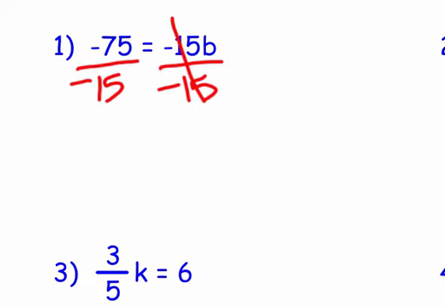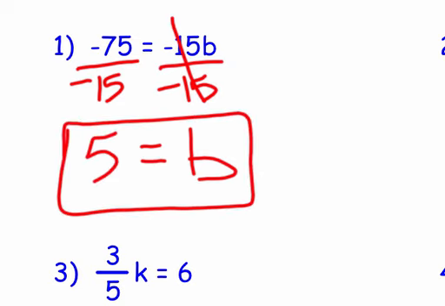So my 15s cancel. I bring down my equal sign, bring down my B that's left over, and negative 75 divided by negative 15 gives me 5. Negative divided by a negative is positive, right? Remember that?